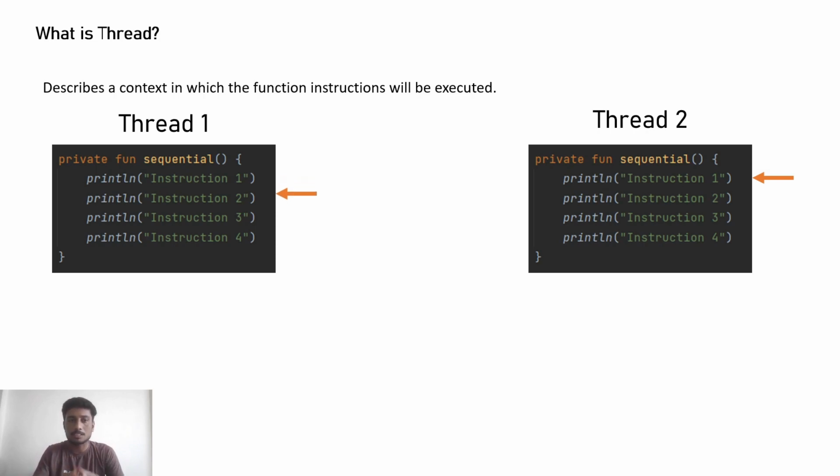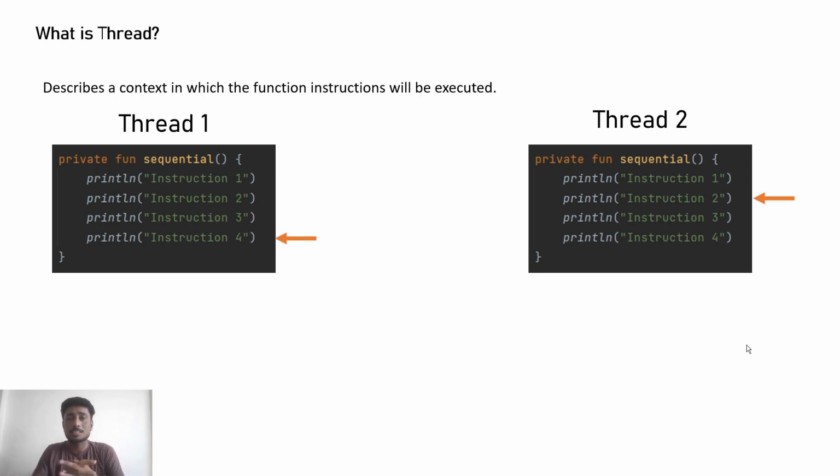So there might be a chance that in a sequential function, thread 1 is near about to finish that function and is currently working at the last line, but at the same time thread 2 might be at the second line. That might create some discrepancy and produce undesired output.